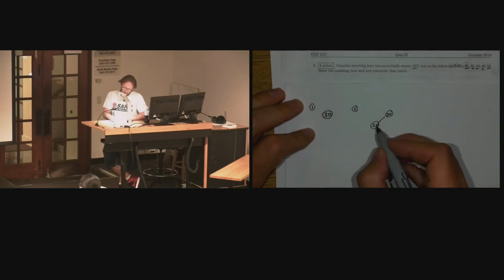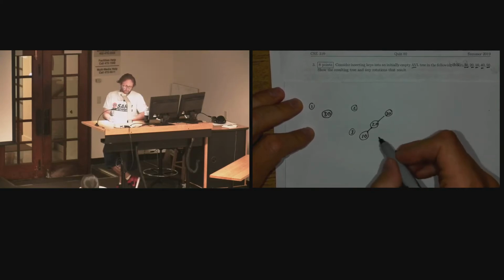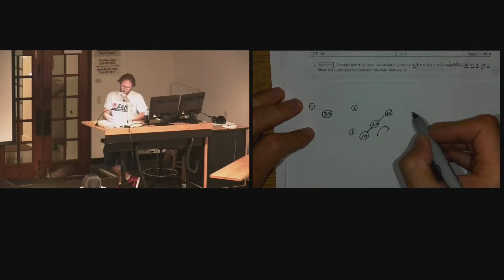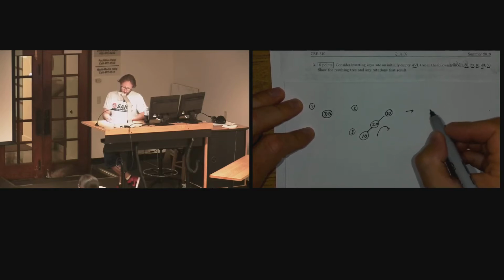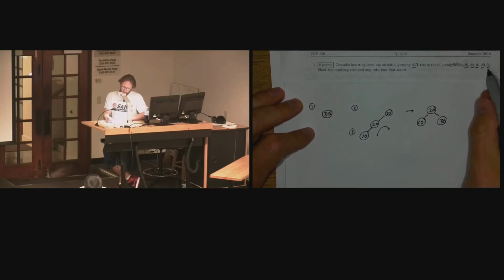But when I insert 10, that ends up being a left child. So what kind of a rotation are we going to do to fix this? A right rotation. And it ends up being 20, 30, and 10. We next enter 40.